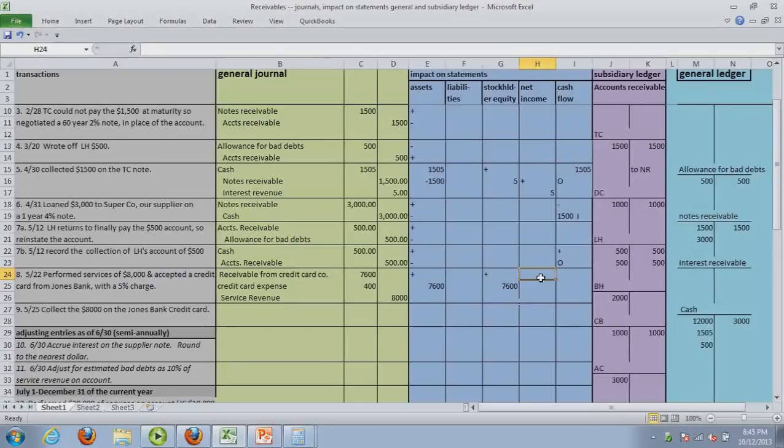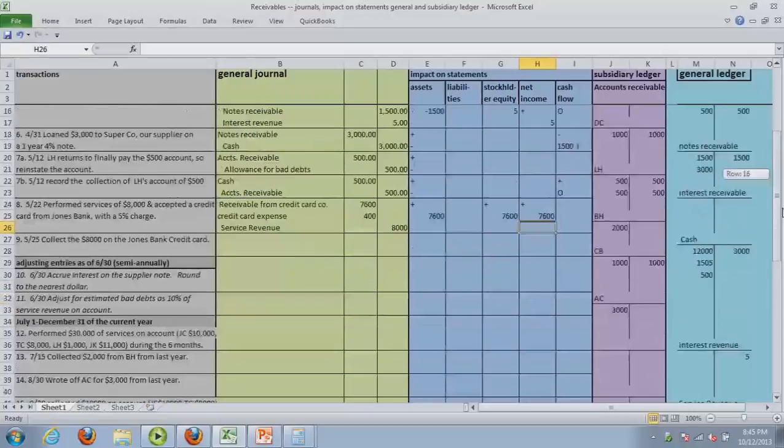The profits, you have more revenues than expenses. So the difference, again, will affect your profit. You're better off by service revenue minus the credit card expense, and there's no cash yet. This time, we don't have to worry about a subsidiary ledger because this is not our problem. We don't have to collect it. So they have their subsidiaries, the bank or whoever deals with the credit card. But we do have a journal entry, of course.